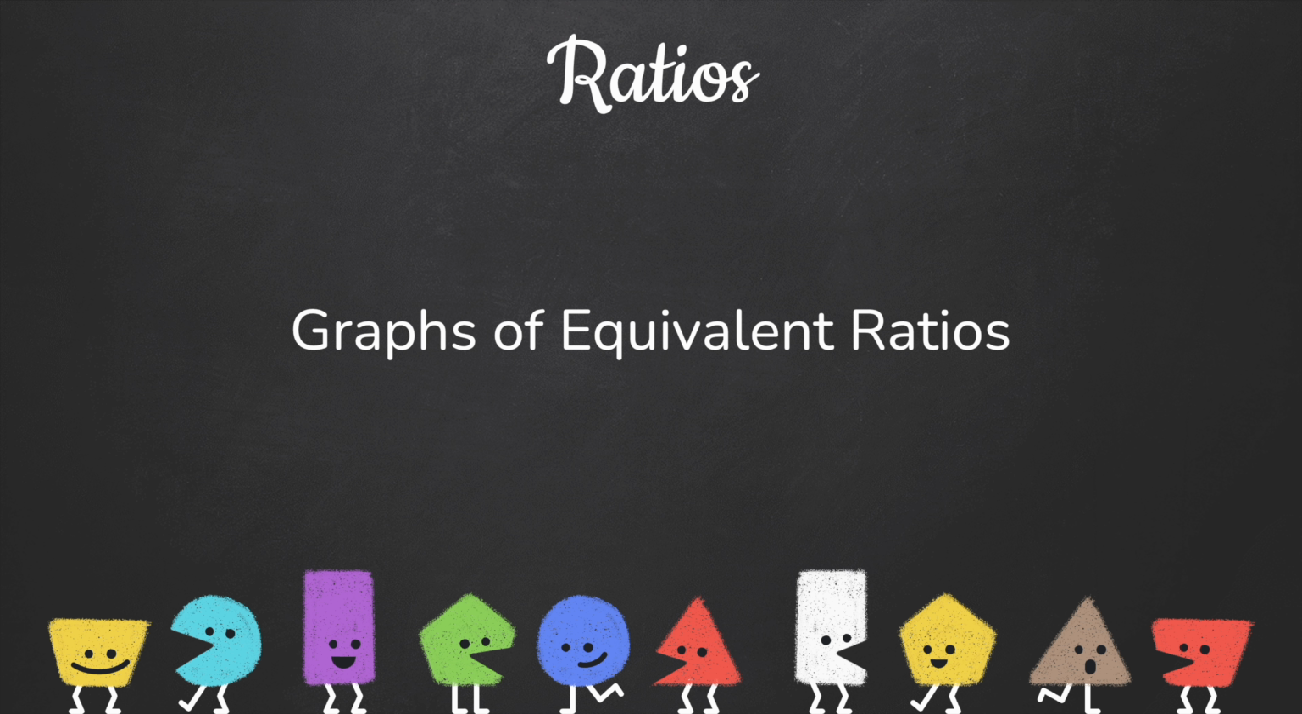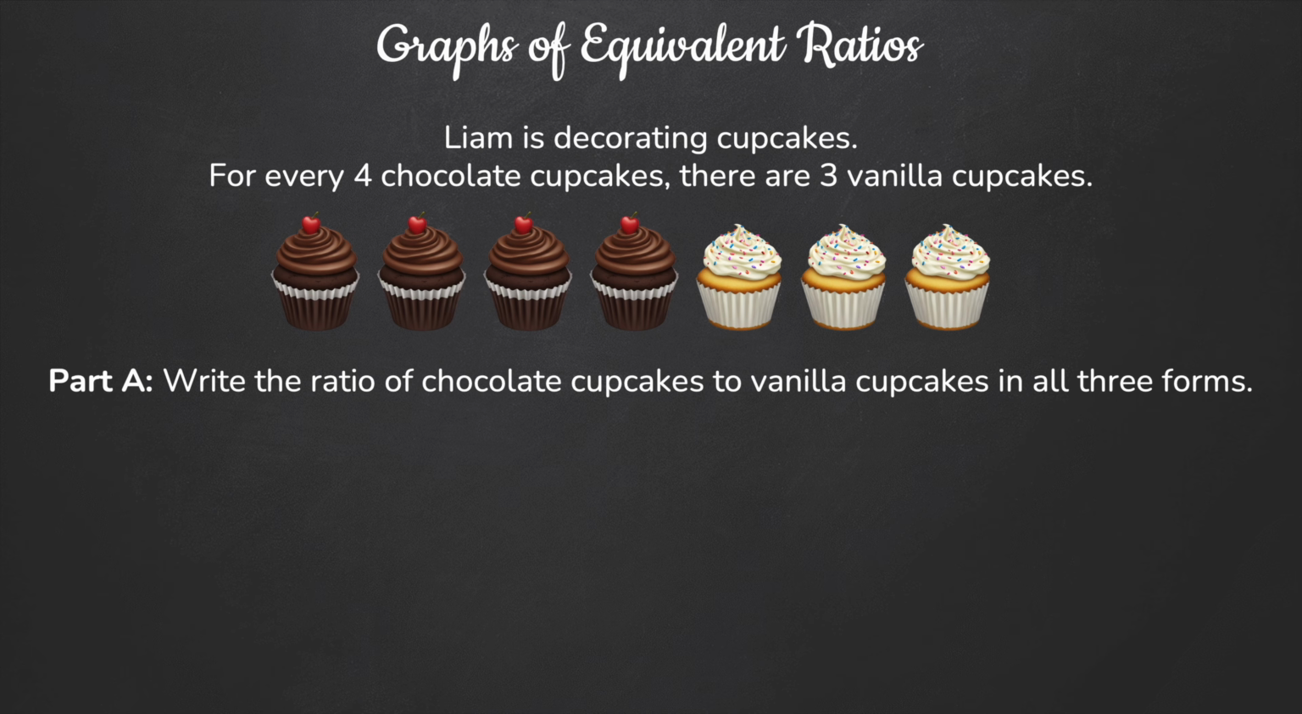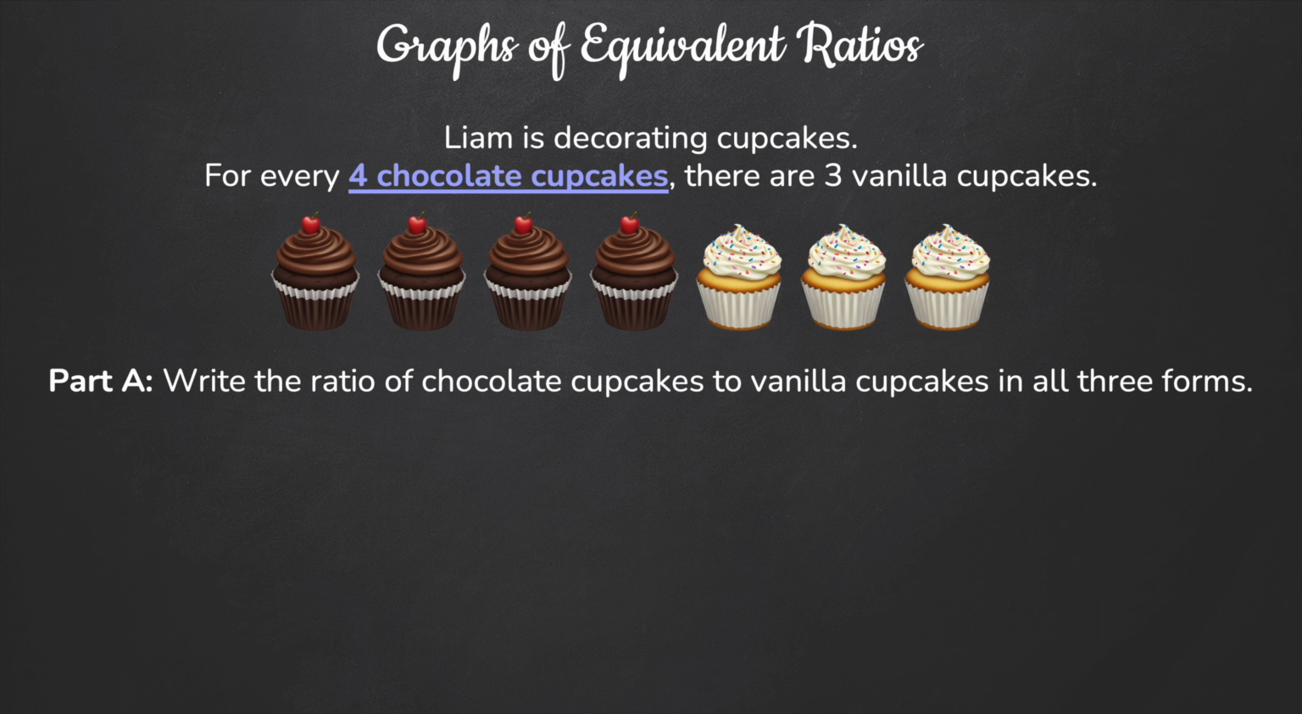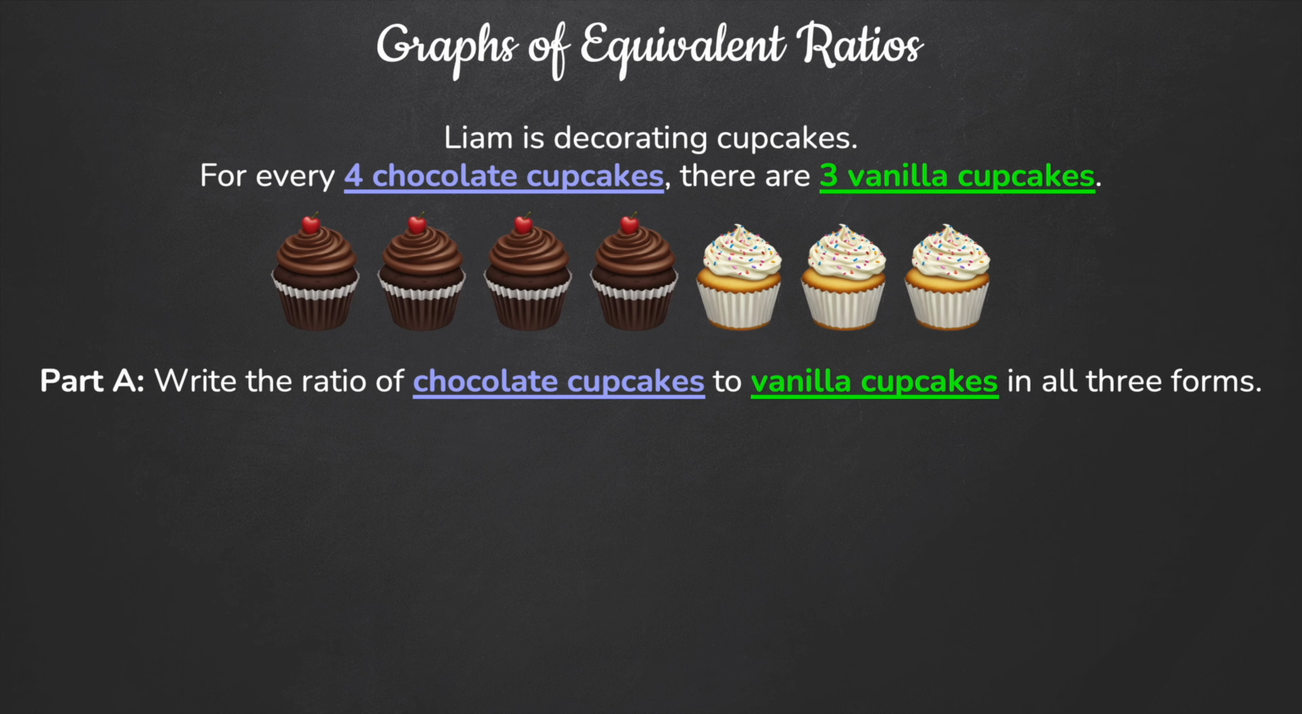Hello, mathematicians. Today we're going to be learning about ratios, more specifically about graphs of equivalent ratios. To get us started, here we have a problem that says Liam is decorating cupcakes. For every 4 chocolate cupcakes, there are 3 vanilla cupcakes. So we're going to start off by reviewing ratios a little bit. Part A says to write the ratio of chocolate cupcakes to vanilla cupcakes in all 3 forms.